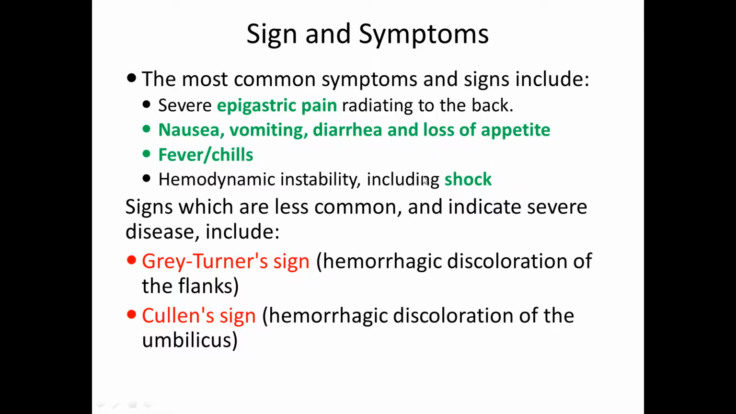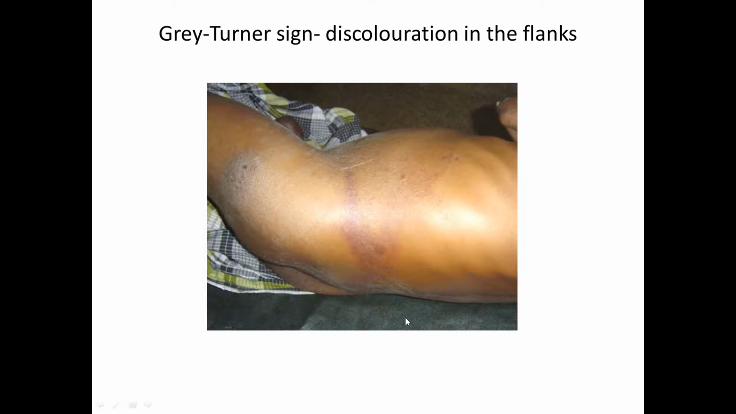People present with these signs and symptoms of pancreatitis. What can usually be seen in the severe form of pancreatitis is the Grey Turner sign. This is hemorrhagic discoloration of the flank. There is a picture presentation on the next slide. The other condition is Cullen sign. This is hemorrhagic discoloration around the umbilicus.